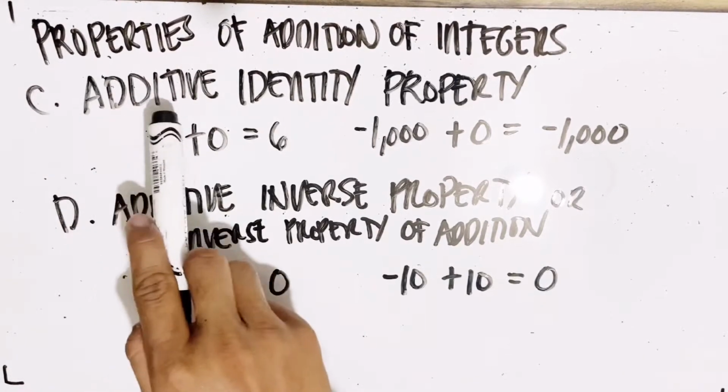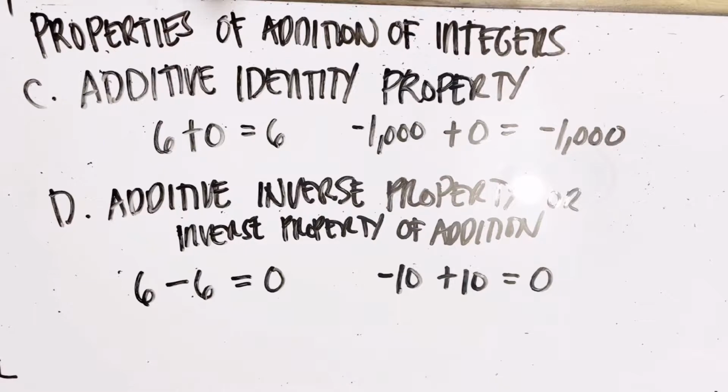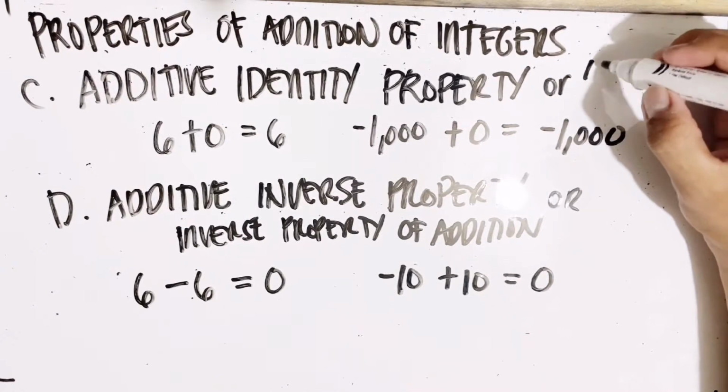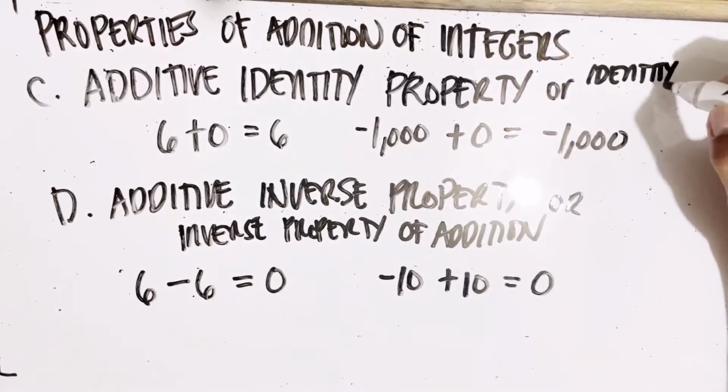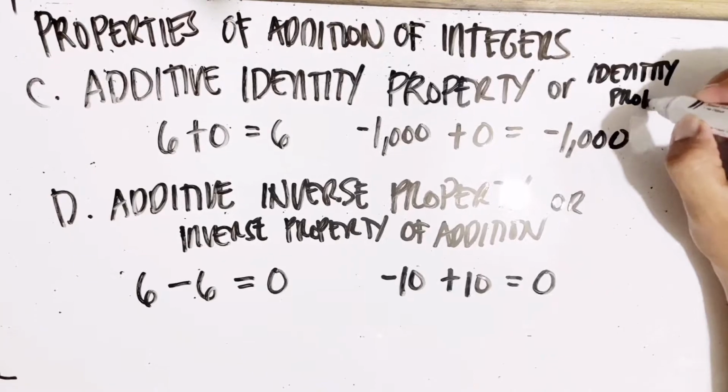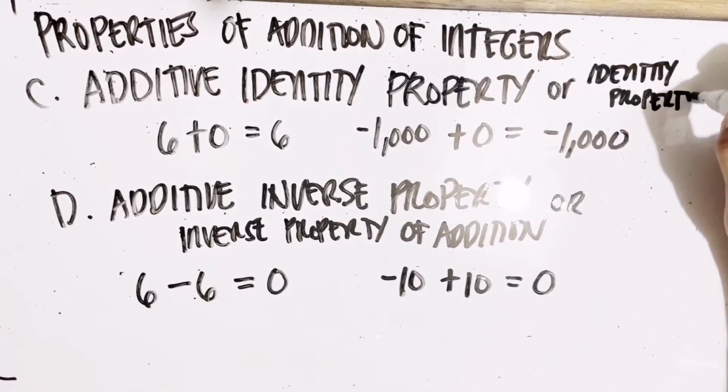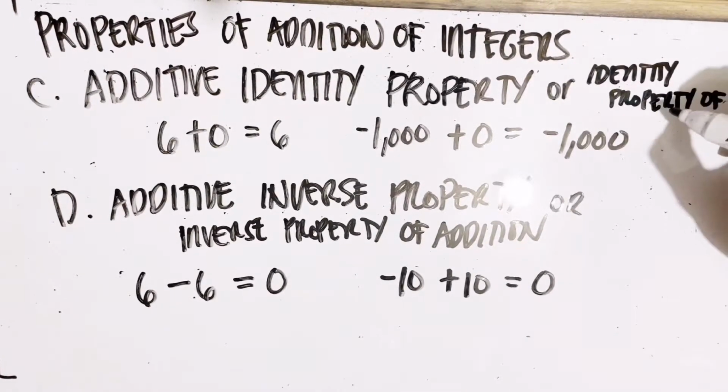By the way, the other name for additive identity property is called the identity property of addition.